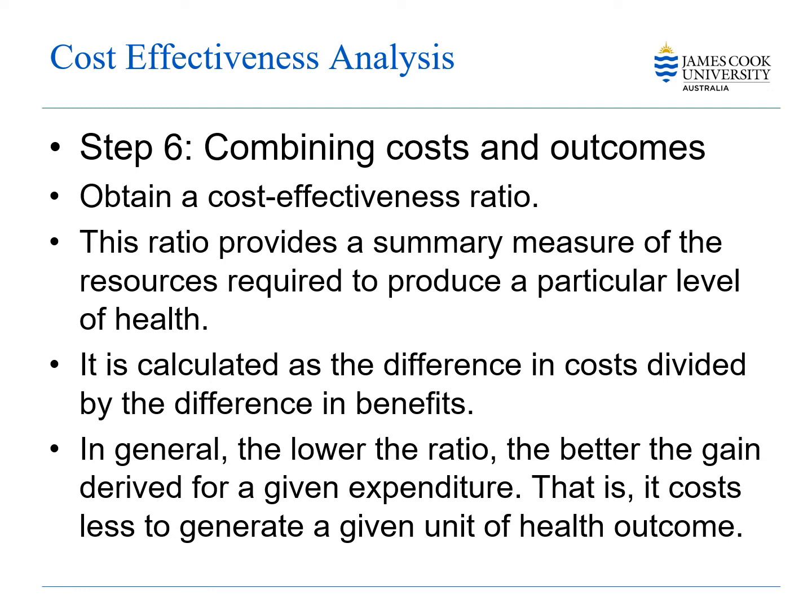So this ratio provides a summary measure of the resources required to produce a particular level of health. It is calculated as the difference in costs divided by the difference in benefits. In general, the lower the ratio, the better the gain derived from a given expenditure. The lower the ratio means that when you spend $1, you can achieve a better outcome. That is, it costs less to generate a given unit of health outcome.